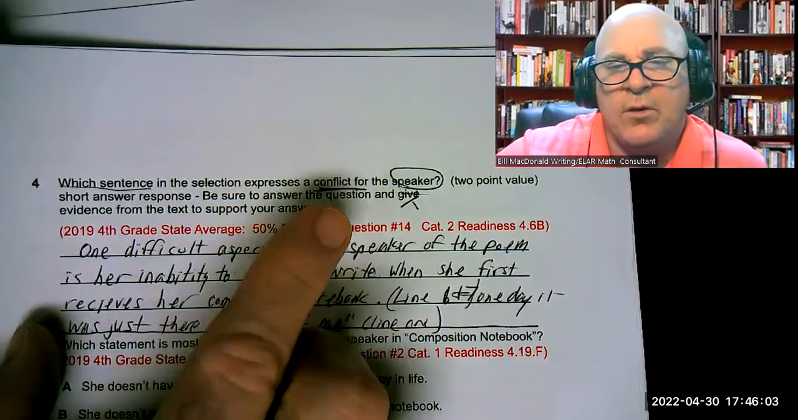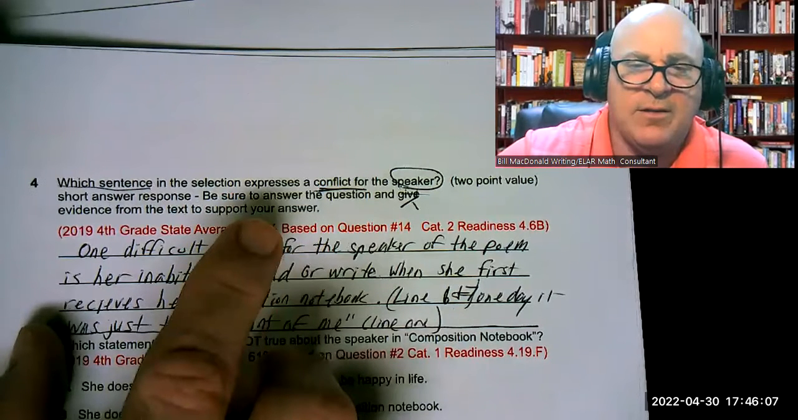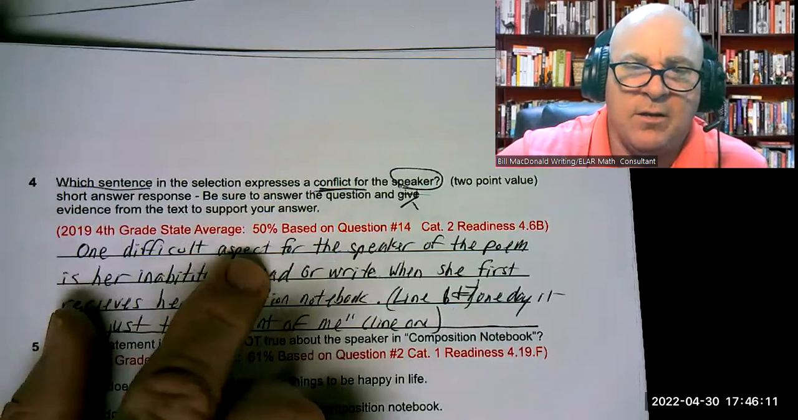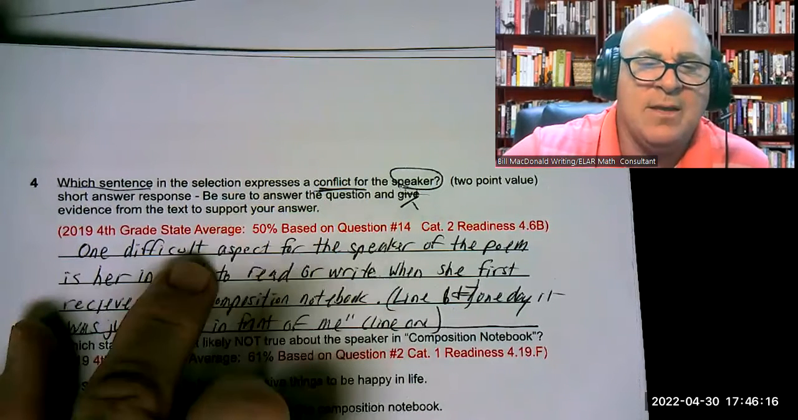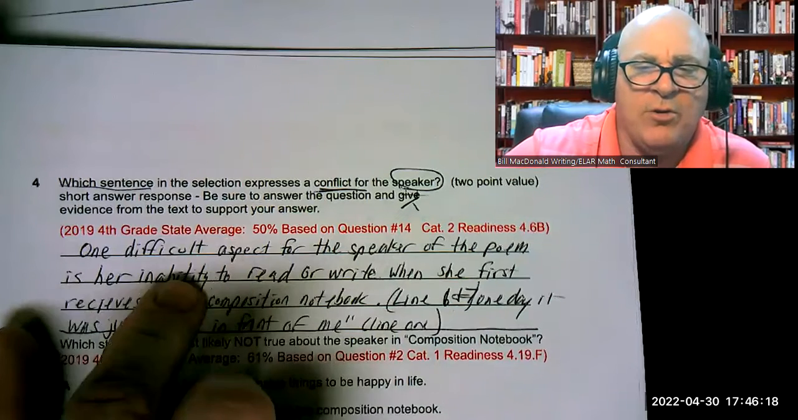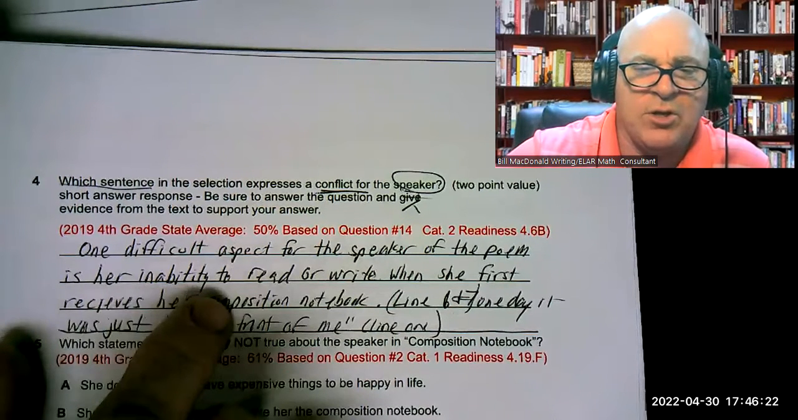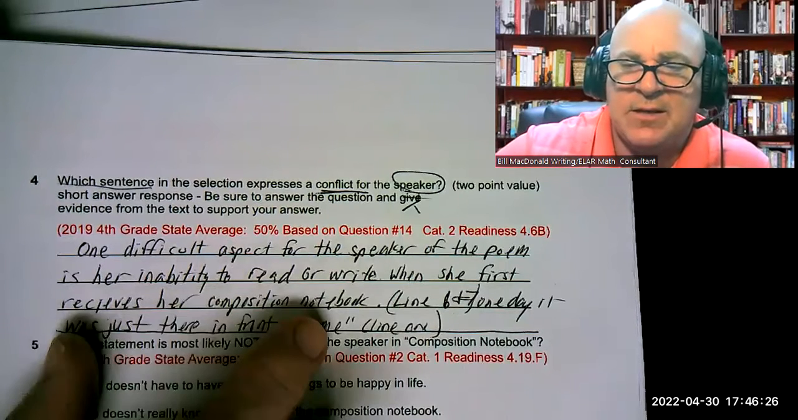You can reuse some of the words in the question. So instead of conflict, aspect, difficult being the conflict portion, for the speaker in the poem is her inability to read or write when she first receives her composition notebook. Okay, so lines 6 and 7.